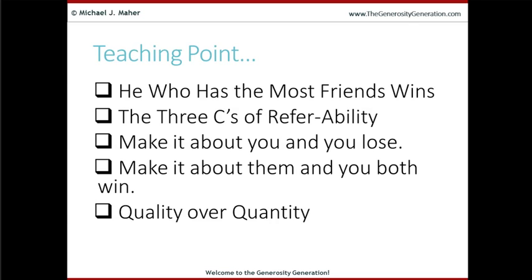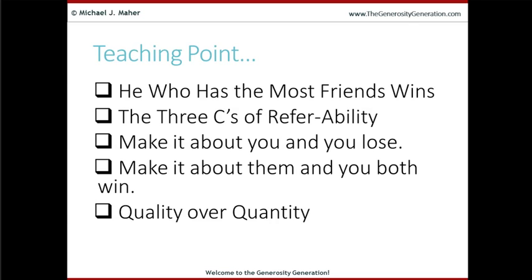Here's the thing. Make it about you and you lose. Make it about them, and you both win. The focus is quality over quantity. Here is a sentence that you may want to write down. It's actually a question, okay? And I ask this all the time. The question is, how do we make this the biggest win for you?